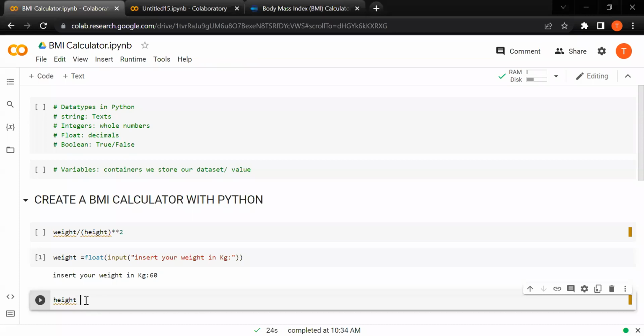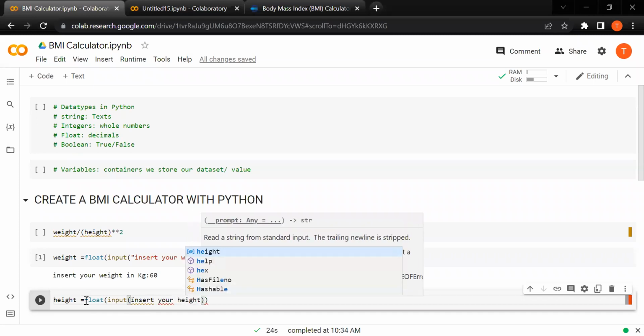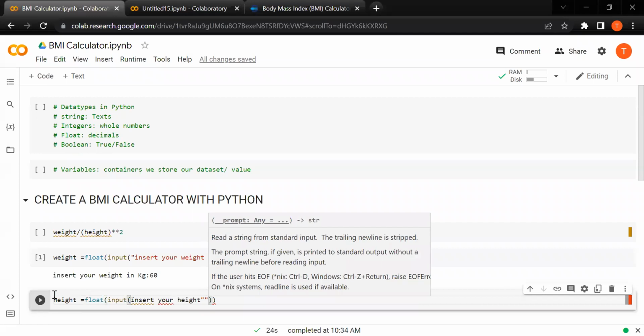So the variable height is equal to, we are going with the same format. Who can write the line of code to give a prompt to input our height? Yes, you're right. So float, right? Insert your weight, your height. Okay, good. So I'm stringing it.